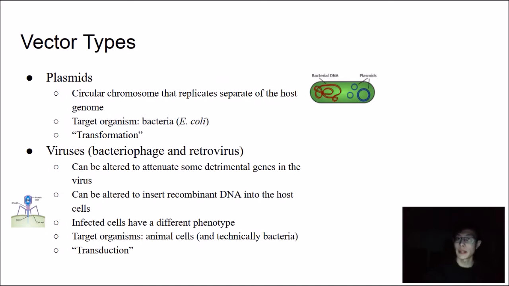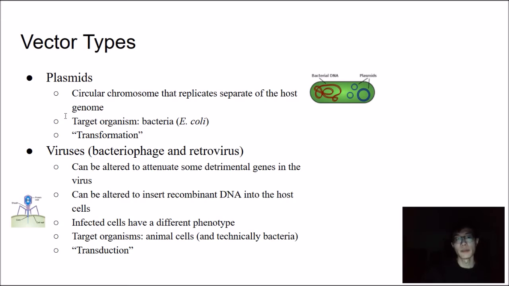When it comes to vectors in total, there are actually kind of different types. So we often talk about two main types of vectors in biotechnology. The first one is probably a very well-known one, and that is the plasmid. It's just a circular sequence of DNA. Some people call it a quote-unquote chromosome that basically replicates separate from the host's own genome. So it replicates separate from the actual bacterial or host DNA.